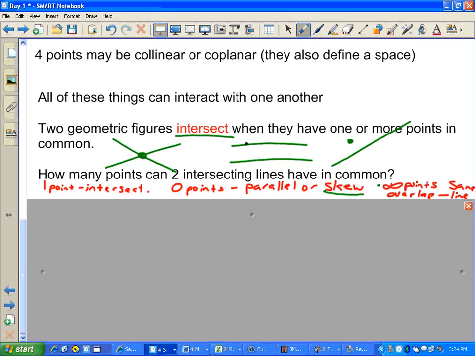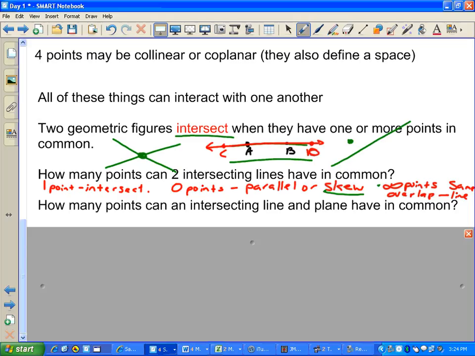They can also have infinite points in common, and that is if they happen to be the same line. So if I have line AB, and then I tell you about line CD, CD contains line AB, they're the same line, and they will share every point.